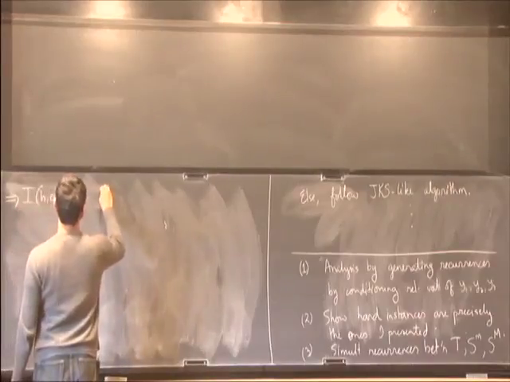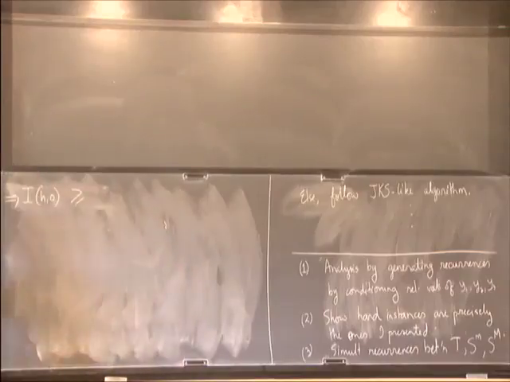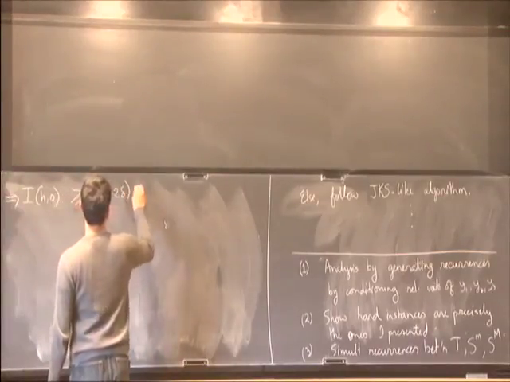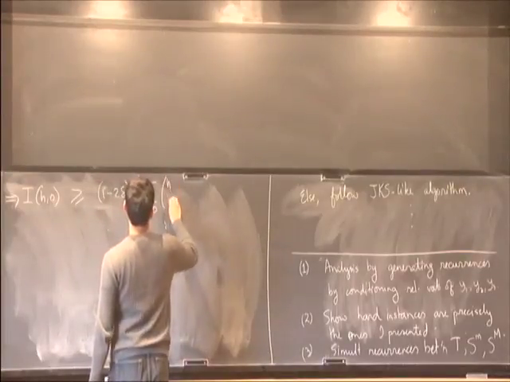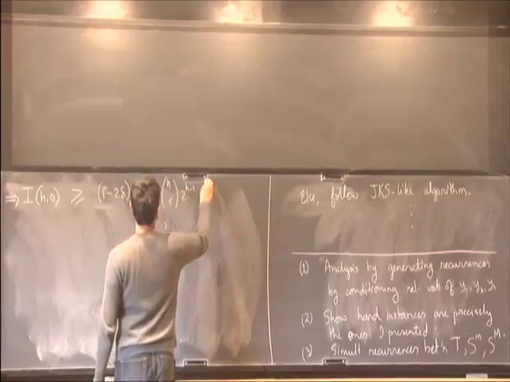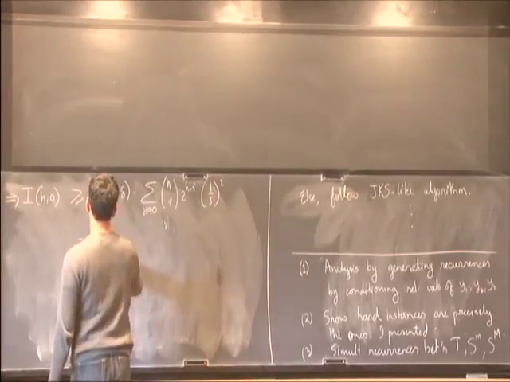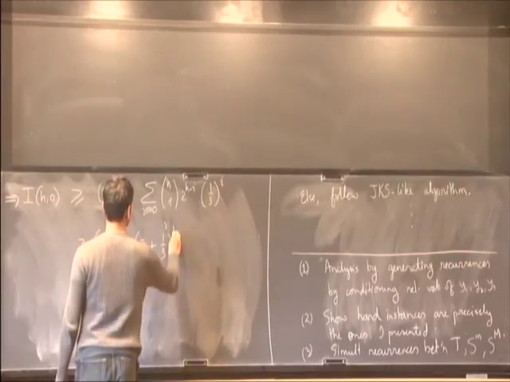So this becomes bigger than or equal to one minus 2 delta times the summation over i bigger than or equal to 0 of h choose i, 2 to the h minus i, 1/3 to the i, and of course this is 2 plus 1/3 to the h.